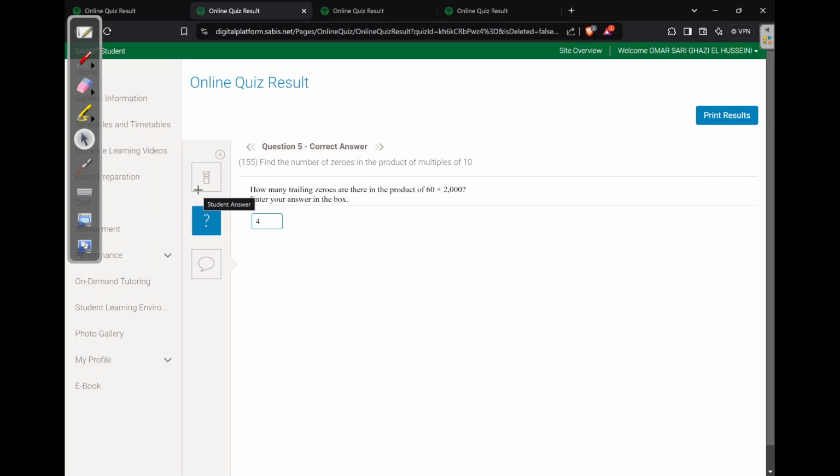Now here, this question asks how many trailing zeros are there in a product of 60 times 2,000. 6 times 2 equals 12. We add the 3 zeros at the end, the answer is 4.